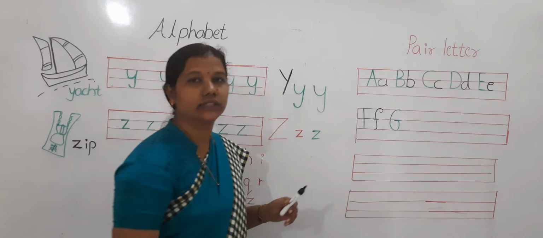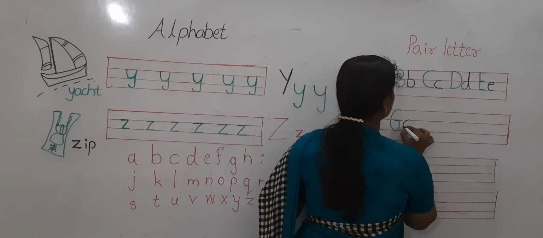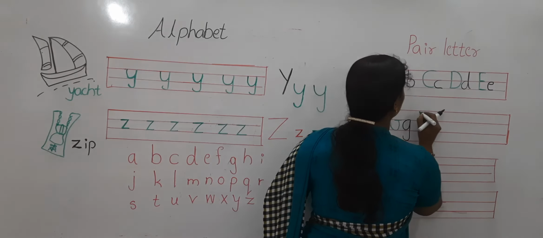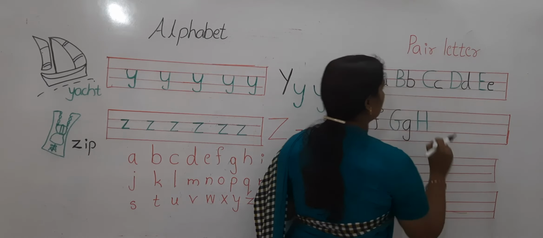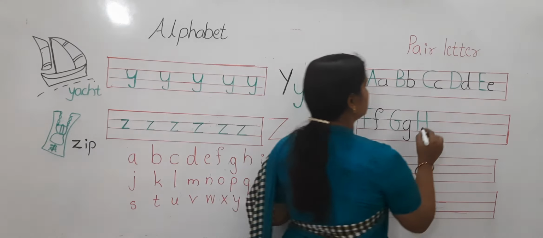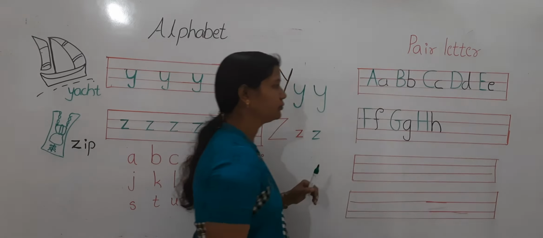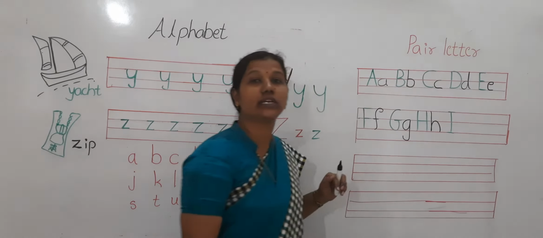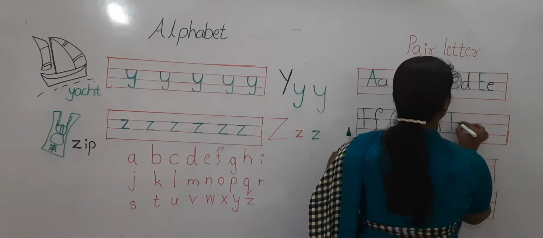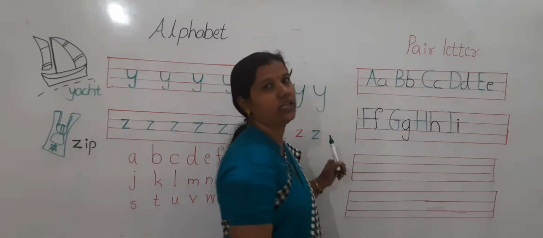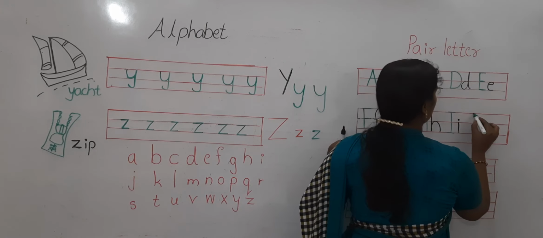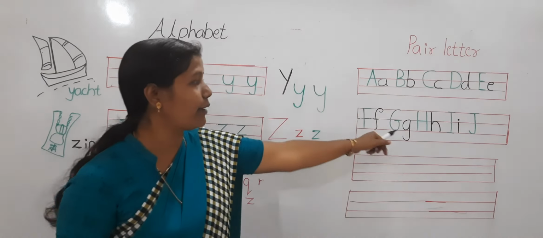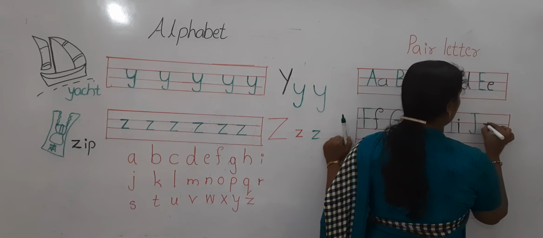G. This is capital letter G and this is small letter G. Yes. How the correct? Yes. Then H. Capital letter H and small letter H. How the letter H after I. This is the capital letter I and this one small letter I. How the J. J for jump. This is capital letter J and this one small letter J.